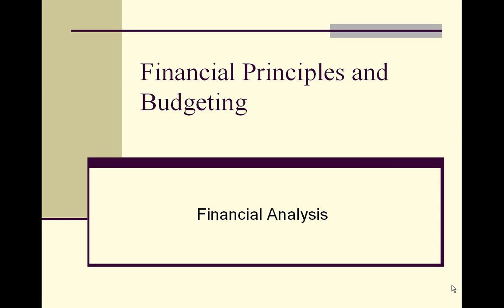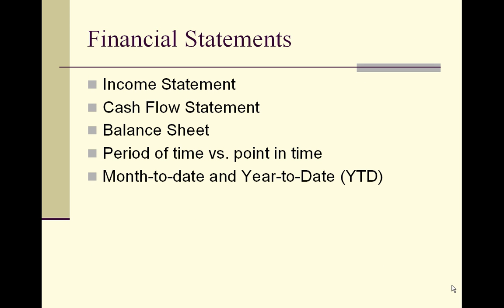As part two of our financial principles and budgeting class this week, financial analysis, I wanted to take a look at financial statements real quick with you. There's three main financial statements a senior living provider operator looks at. That's the income statement, the cash flow statement, and the balance sheet.